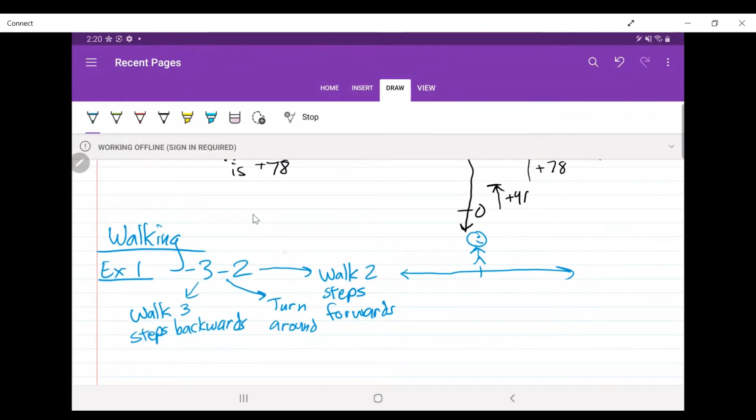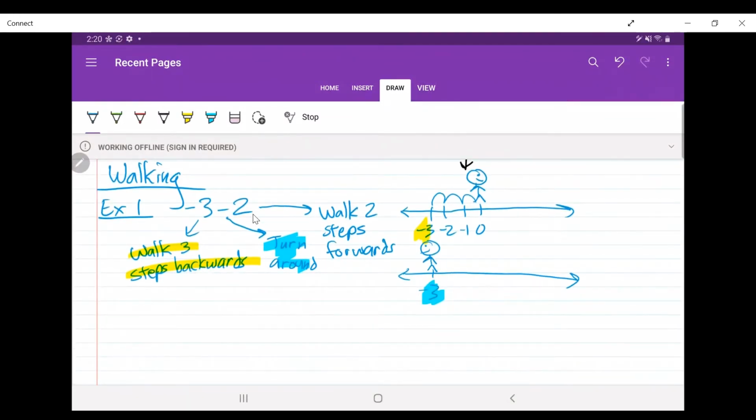So first, we walk 3 steps backwards. So I go 1, 2, 3. So this person is walking backwards 1, 2, 3. So now we're here at -3 when you walk 3 steps backwards. The next step is to turn around. To turn around, you can see their face was to the right. Now you're going to turn around, and now their face is going to be facing to the left. So we're still at -3. We haven't moved. All we did was turn around.